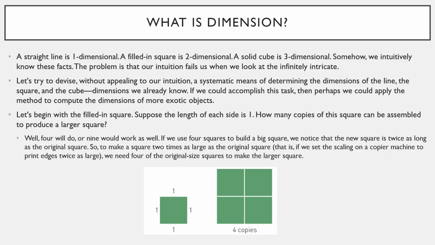If we use 4 squares to make a big square, we notice that the new square is twice as long as the original one. So to make a square 2 times as large as the original, that is, if we set the scaling on a copy machine to print edges twice as long, so the scaling is 2, we need N equals 4. To scale it by 2, we need 4 of the original squares to make a larger square.